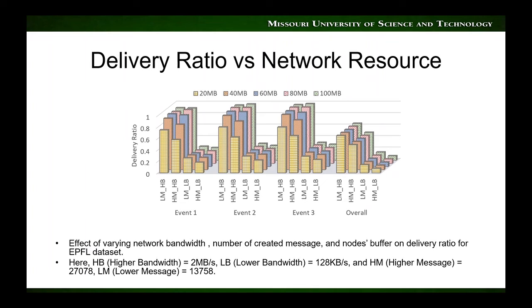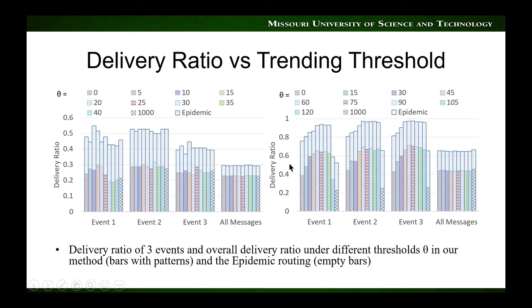The first graph shows how much network resource it took for these 2 datasets. This is not related to our method. We just wanted to show that if the number of messages is high, if the bandwidth is high, then the delivery ratio is high. Then if the buffer size is high, the delivery ratio is high. So those are a few properties we wanted to describe.